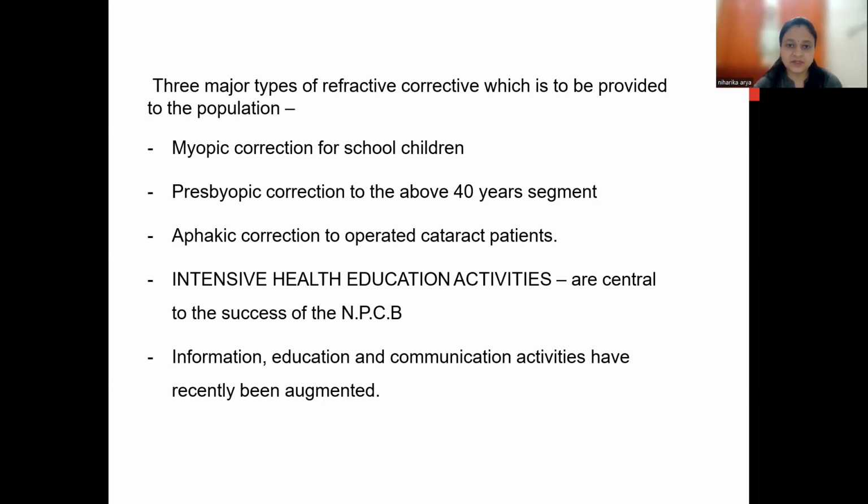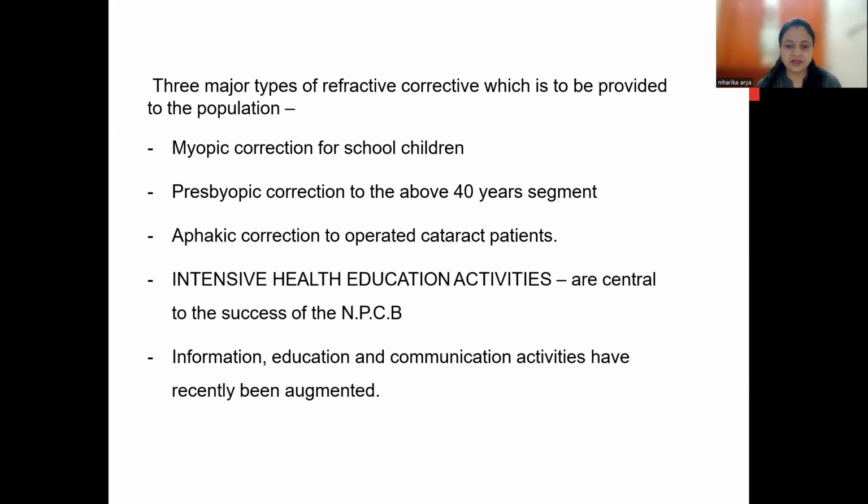Second is presbyopic correction. What is presbyopia? Presbyopia means there is a loss of accommodation because of the increase in age, so it is mainly above 40 years. Aphakic correction applies after the operation, if the intraocular lens is not placed. Aphakia means there is an absence of any crystalline lens or intraocular lens. So aphakic correction for operated cataract patients is done by giving spectacles or a secondary lens.